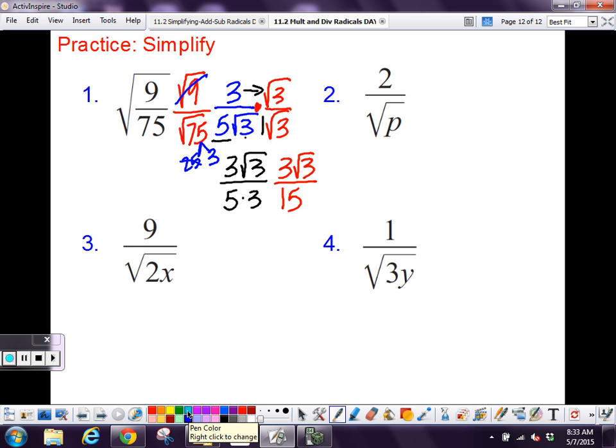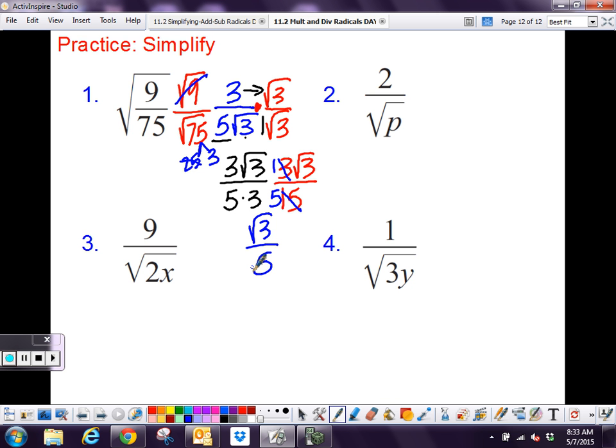Okay, and I have to see if there's any simplifying I can do, and there is, because 3 over 15 is going to simplify to 1 over 5. So I have the square root of 3 over 5. I know this looks like a lot of work, but that's just because there's a lot of radicals, and it's really not that much work. Okay, but that's our answer here.